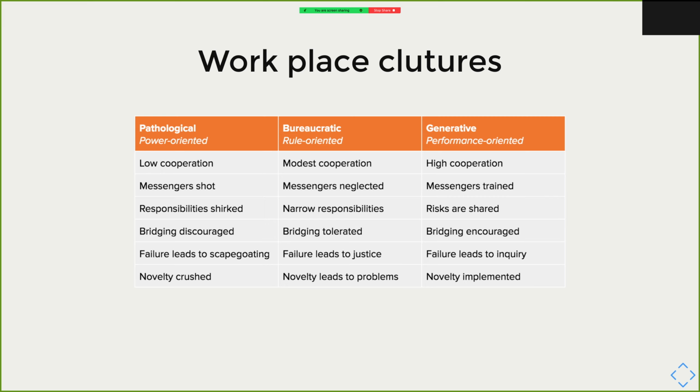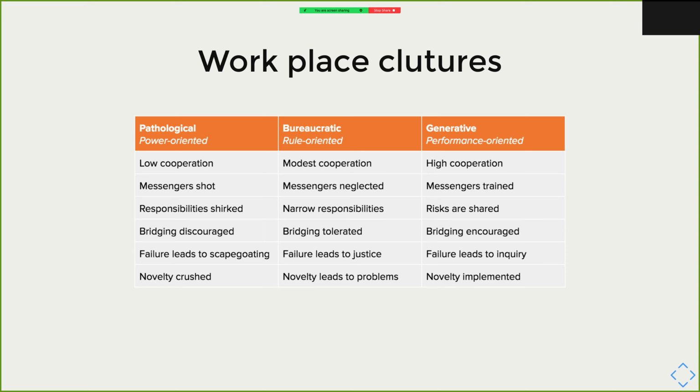Then in the middle we have the bureaucratic organization that is characterized by rules and processes, often to help individual departments maintain their turf. Failure is processed through a system of judgment, resulting in either punishment, justice, or mercy.